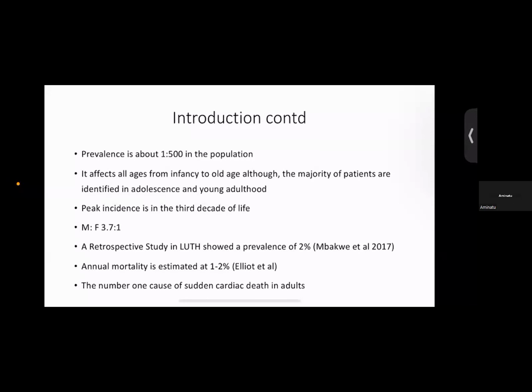The prevalence globally is about 1 in 500 in the population. It affects all age groups from infancy to old age, although the majority of patients are identified in adolescence or young adulthood. Peak incidence is within the third decade of life, and the male to female ratio is 3.7 to 1, males being more common than females. In a retrospective study done in Lut, there was a prevalence of about 2%. That was published in 2017. Annual mortality is estimated to be about 1 to 2%, and it is the number 1 cause of sudden death in adults.